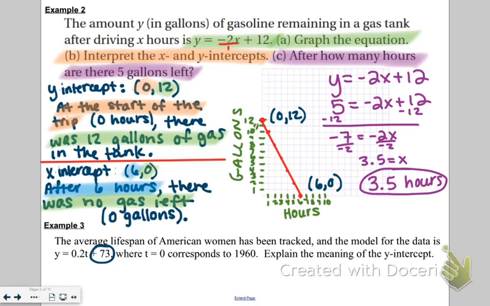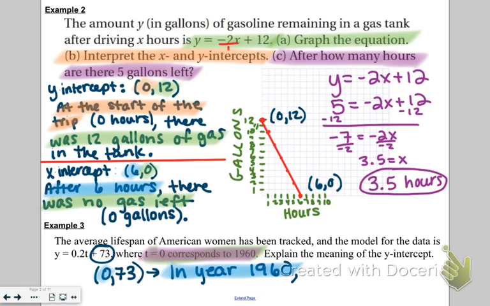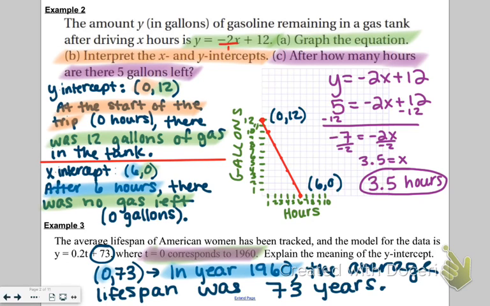All right, the average lifespan of American women has been tracked, and the model for the data is y equals 0.2t plus 73, where t equals 0 means 1960. So I circled the y-intercept, which is 73. Well, what does that mean? That's the point 0, 73, and it tells you that t equals 0 corresponds to 1960. So that means in 1960, we'll talk about what 73 means. That is the lifespan of a woman. So the average lifespan of a woman was 73 years.